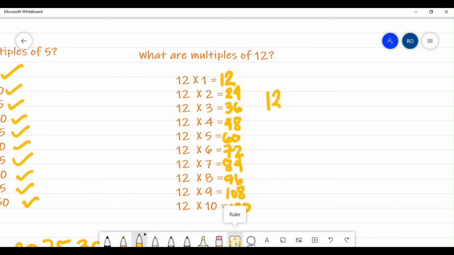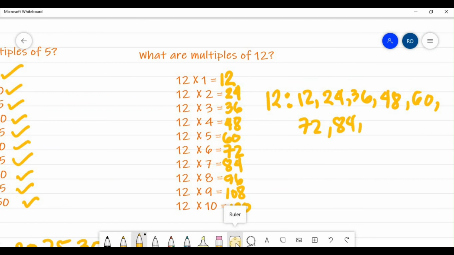So the multiples of 12 are 12, 24, 36, 48, 60, 72, 84, 96, 108, and lastly we have 120. So these are the first 10 multiples of 12.